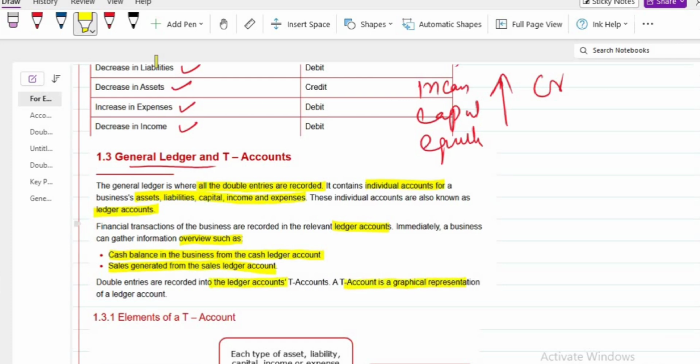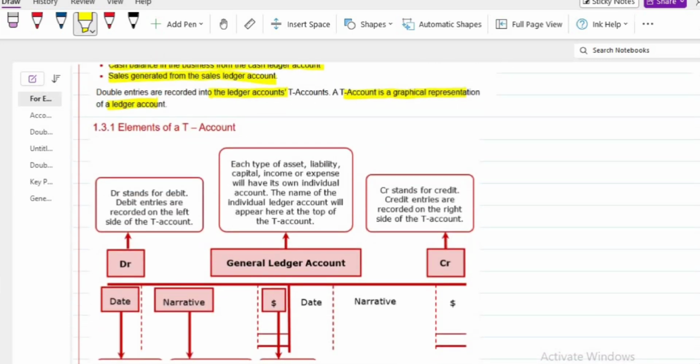Now, we have discussed the elements of the T accounts. DR stands for debit. Debit entries are recorded on the left side of the T account. This is the left side of the T account. Each type of asset, liability, capital, income, and expense will have its own individual account, and the name of the individual account will appear here on the top of the T account. So this is one component, the name of the account. This is the second component. And CR, credit, is the third component. CR stands for credit. Credit entries are recorded on the right side of the T account. Fine, good.